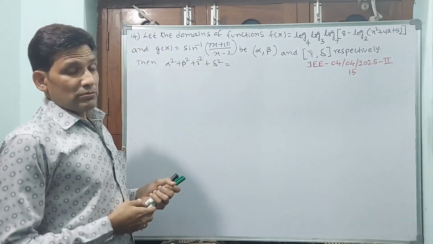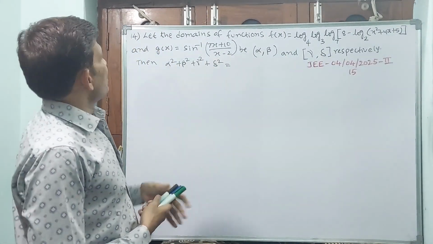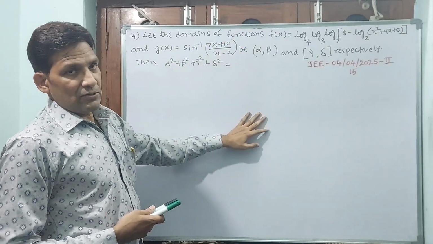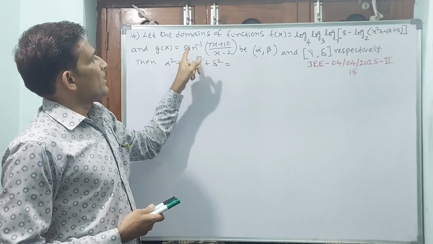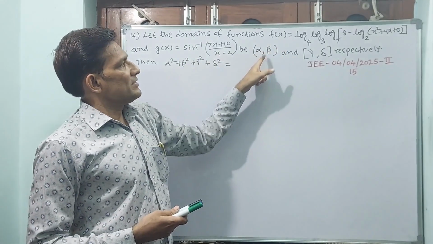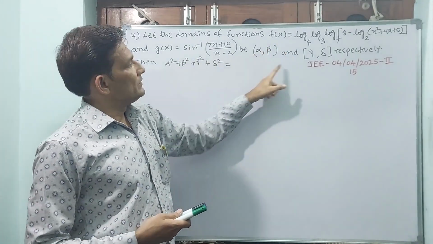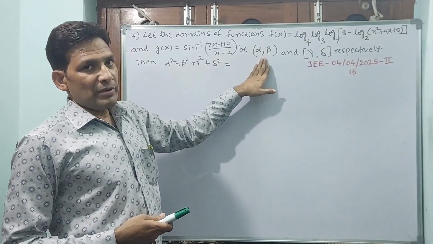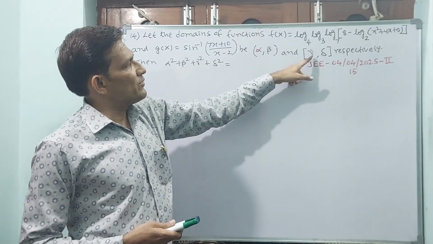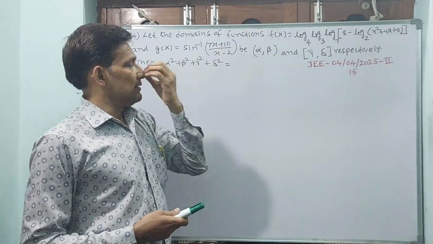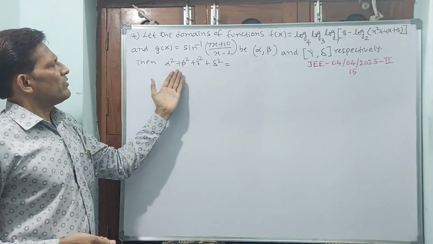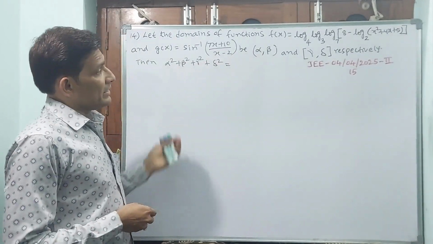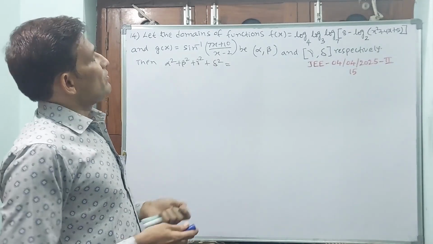See, here we have to observe carefully. This is not a combined function like f(x) plus g(x). No, this is different, and both are having different domains. That means first you find this domain and equate it to (alpha, beta). Next you find the other domain and equate it to [gamma, delta]. Then you have to add alpha square, beta square, gamma square, delta square and get the answer. Even though I am telling you, this is not that easy a question, so observe carefully how I am doing.